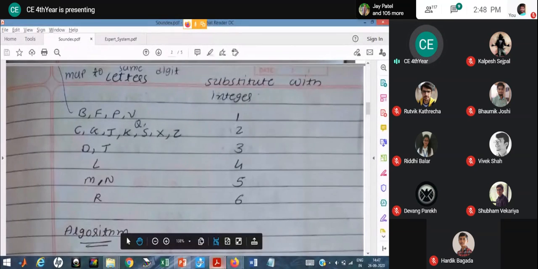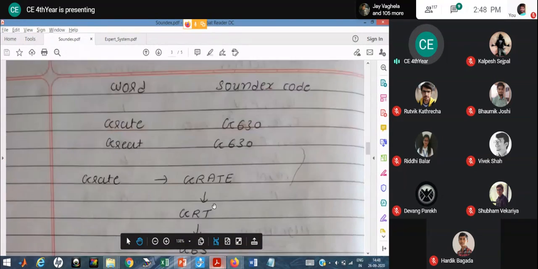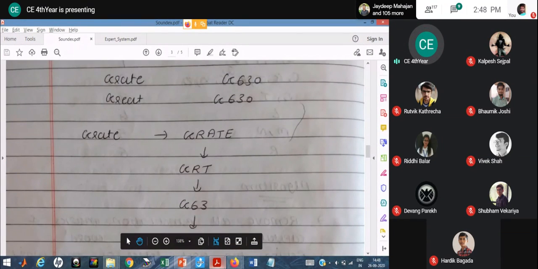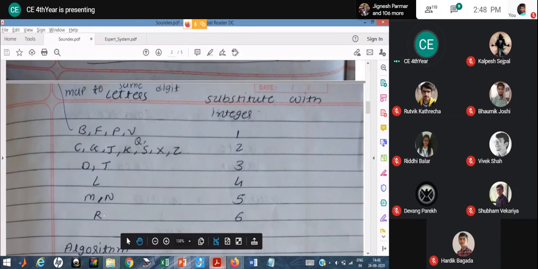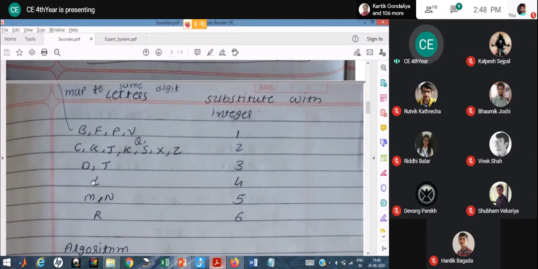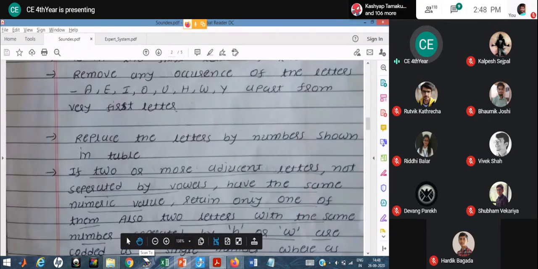Okay, now after this step, what do you have to do? See the algorithm. Replace the letters by a number shown in a table. So here G, and then R and T. So what about the R? See the table, everyone. So for R it is 6 and for T it is 3. This value is given. And listen, in the exam, this chart is also given. The letter which is substituted with an integer is also given to you in the exam. So there is no need to remember it, everyone.